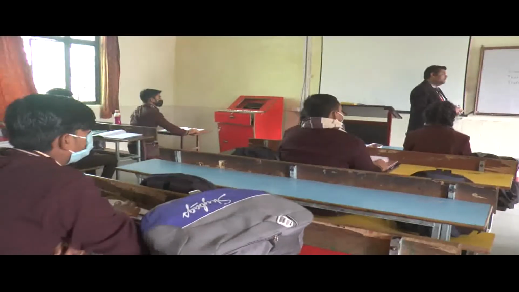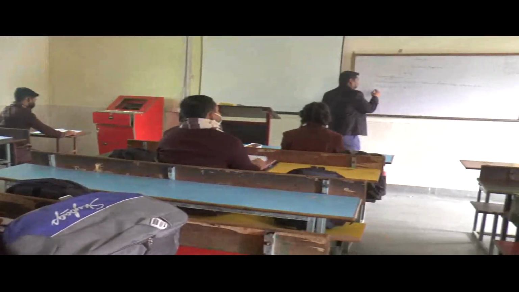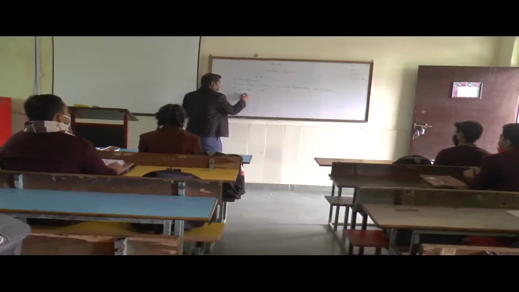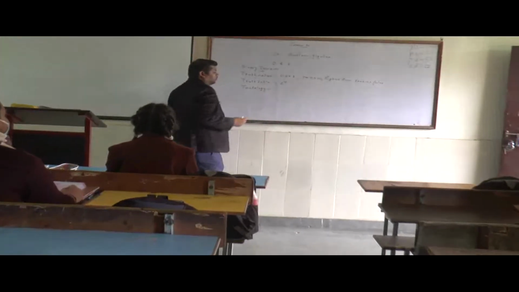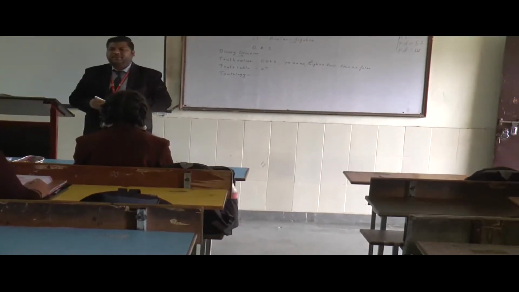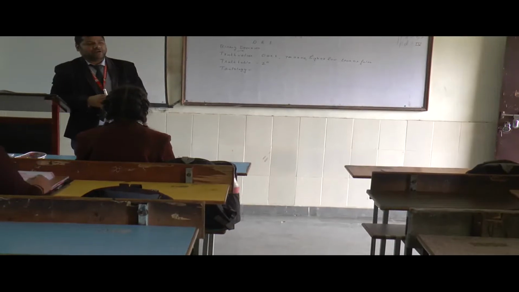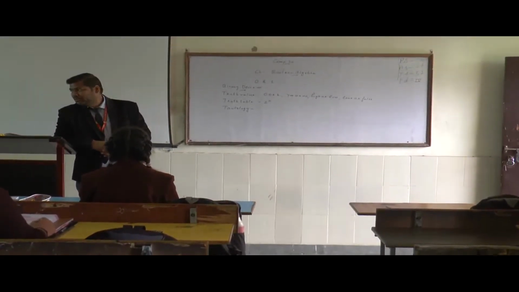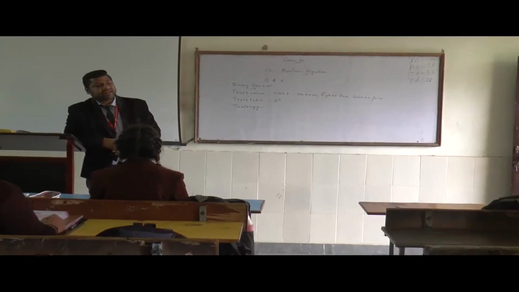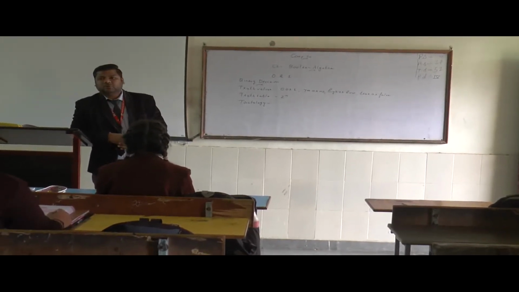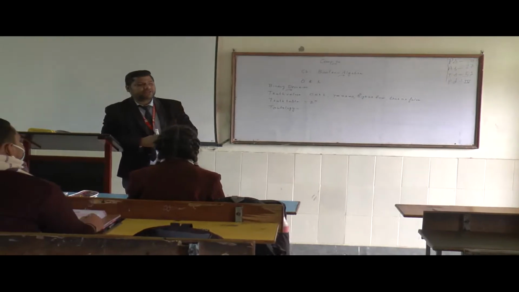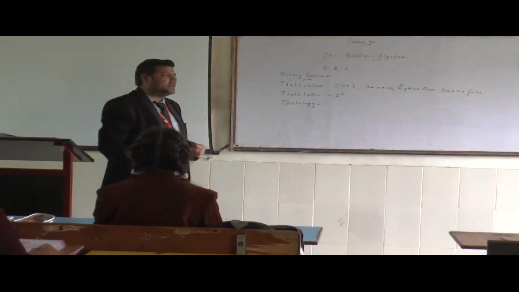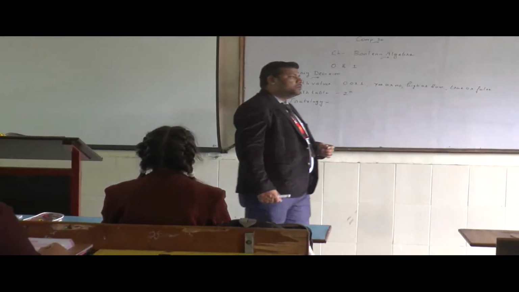Okay. Next one is tautology. What is tautology? When a Boolean function or a Boolean relation always results as true, it is called tautology. If a Boolean function or a Boolean relation always results as 1, it is called tautology.